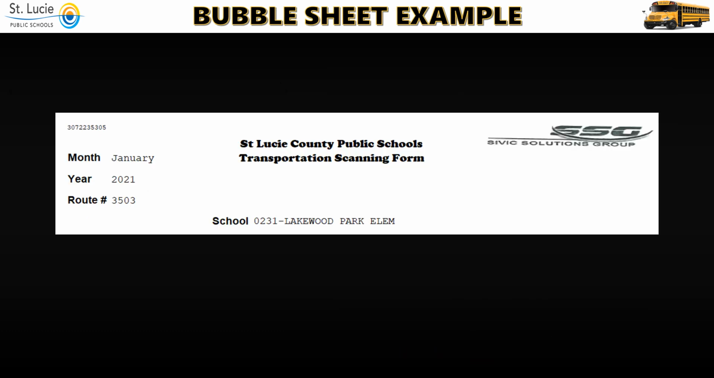Let's look at a bubble sheet. On the top portion of the form, you will see the month, the year, the route number, and the school name. This information should not be altered in any way. Please do not change the route number and do not make any markings anywhere on the form. If your route number has changed, your next form will reflect the update.